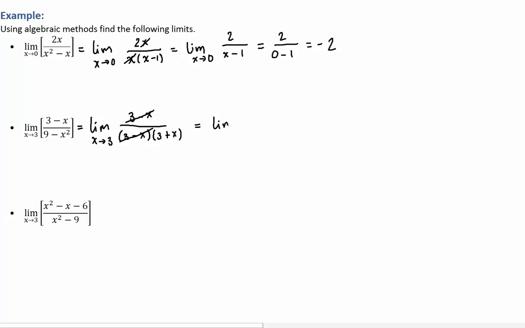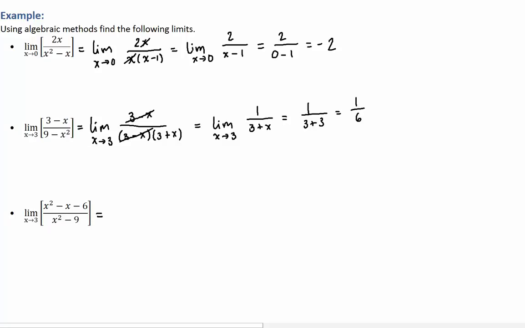So this becomes the limit as x goes to 3 of 1 over 3 plus x. And in that case, now if we plug in 3, nothing wrong happens. It's almost as if you deactivated the bomb and it doesn't go off. It gives you a number. So there you have it. That's how you calculate that limit. So the limit of this function, 3 minus x over 9 minus x squared, as x goes to 3 is 1/6. Let's do one more just to make sure you guys get it and you're good with it.